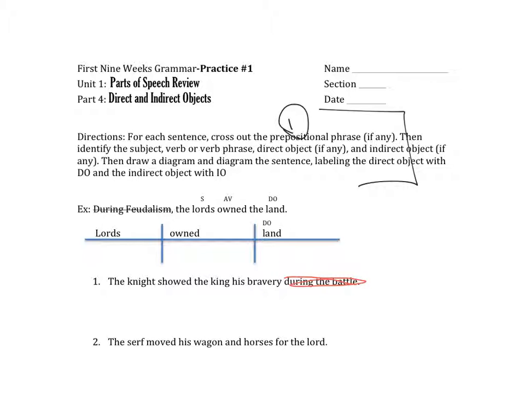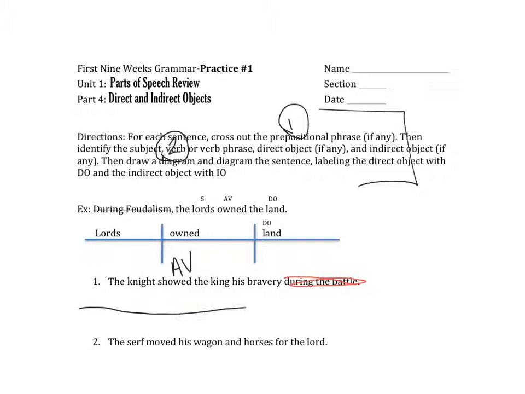We know that the subject and the verb cannot be in that prepositional phrase. Well, guess what? Neither can the direct or the indirect object. So we're going to continue to just keep on crossing it out. And then the next thing I told you guys to do is to find the verbs and the subjects. So the knight showed the king his bravery. There's either going to be an action verb or a linking verb. Here I know there is an action verb.